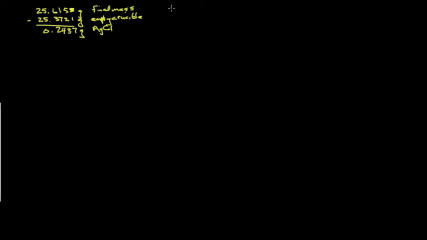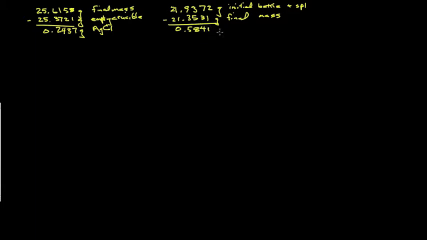Likewise, when we measured out the sample, we started with a full weighing bottle, and let's imagine that had a mass of 21.9372 grams, and we're weighing by difference. So out of this, we take some sample and weigh the bottle again, and we have 21.3531 grams for the final. So the difference is the amount actually used, 0.5841 grams of sample used.